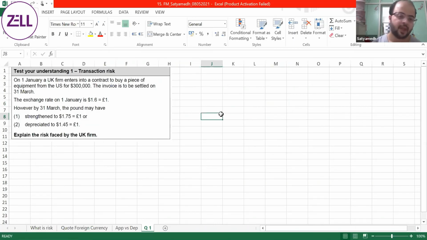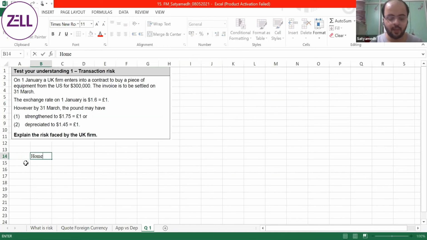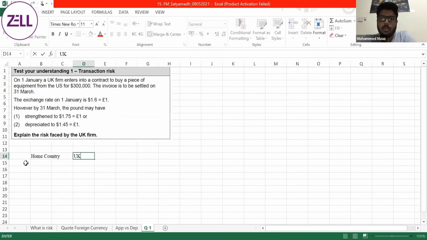Let's look at this. On January 1, a UK firm enters into a contract to buy a piece of equipment from the US for $3 lakh. Whenever you have a question related to foreign exchange, identify what is your home country and what is the foreign country. This is an important step. Home country UK. Foreign country USA.